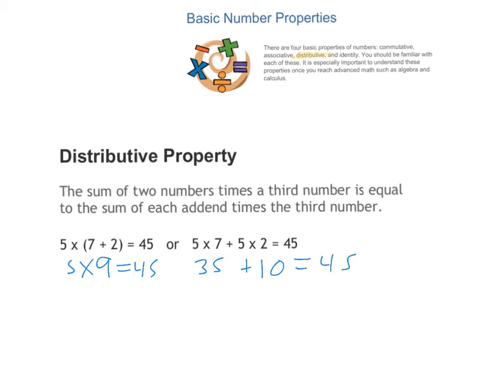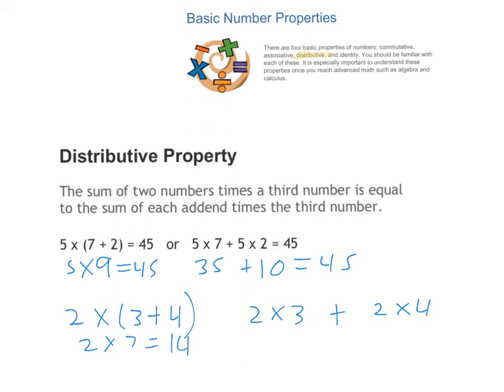Another example of this, 2 times 3 plus 4 would be the same as saying 2 times 3 plus 2 times 4. This one, 2 times 7 equals 14. This one, 6 plus 8 equals 14.